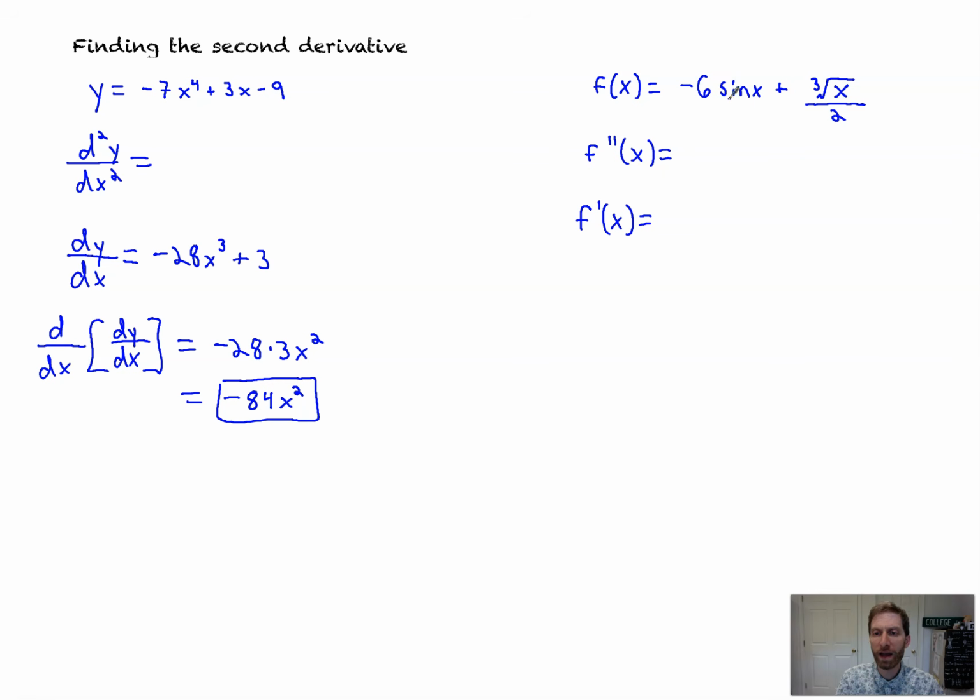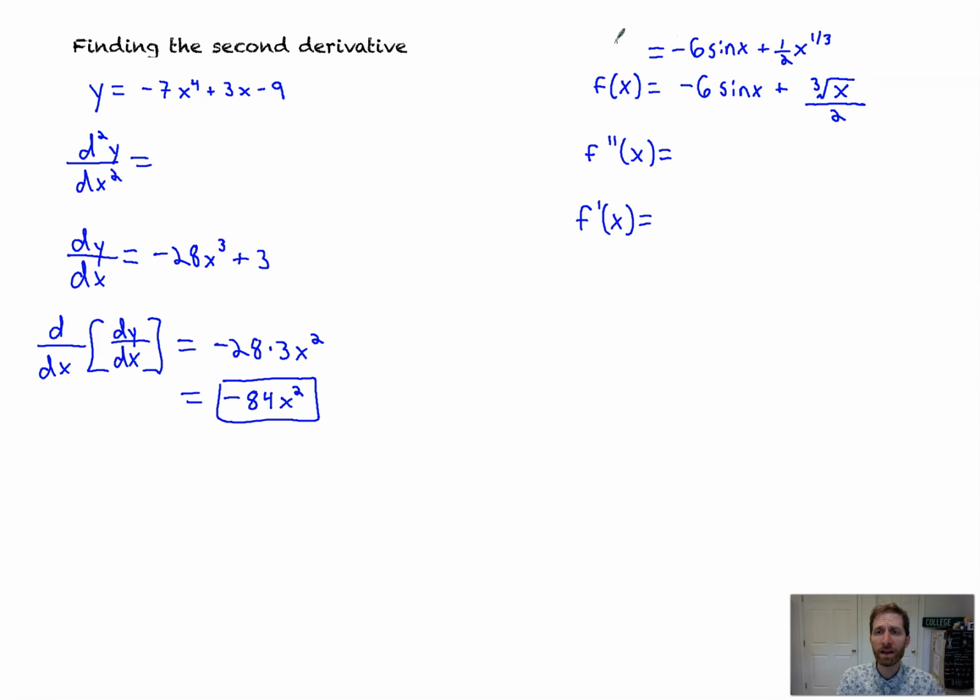Now I'm going to rewrite that function before we even get going. So I'm going to rewrite that as negative 6 sine x. And I don't like that 2 in the denominator, nor do I like that radical. It's radical, dude. Oh man, those jokes. They're bad, right? I try, but not hard enough, I guess. x to the 1/3 is the cube root of x.